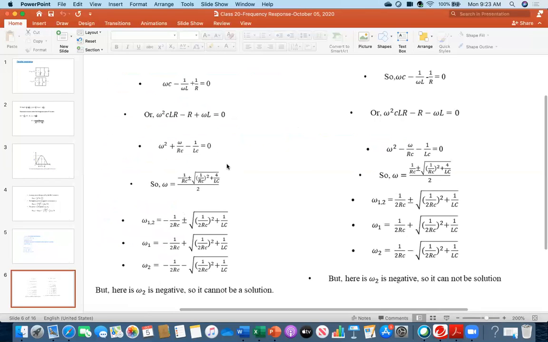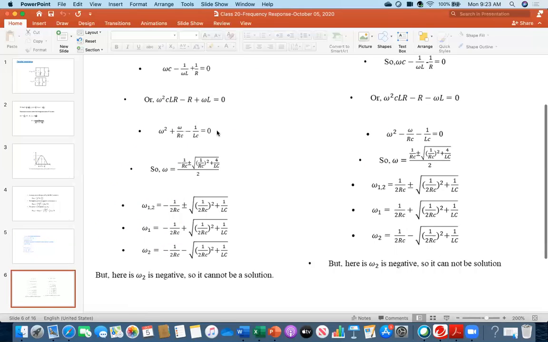This is the standard form of the quadratic equation, like ax squared plus bx plus c. The solution for omega is minus 1 over RC plus or minus this number, divided by 2. Because there is plus or minus, we get two solutions. Because the denominator has 2, I write it as 1 over 2RC plus or minus the root of (1 over 2RC) squared plus 1 over LC. With the plus sign we get omega 1, and with the minus sign the other value, omega 2.